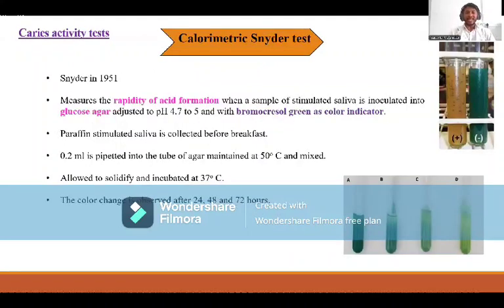So now, the Snyder test. It was introduced by Snyder in 1951. This is called the colorimetric Snyder test. In this, we measure the rapidity of acid formation when a sample of stimulated saliva is inoculated into glucose agar, adjusted to pH 4.7 to 5, with bromocresol green as a color indicator. This is a very important MCQ: in the Snyder test, which indicator is used? It is bromocresol green. In this, paraffin stimulated saliva is collected before breakfast. 0.2 ml is pipetted into the tube of agar and maintained at 50 degrees.